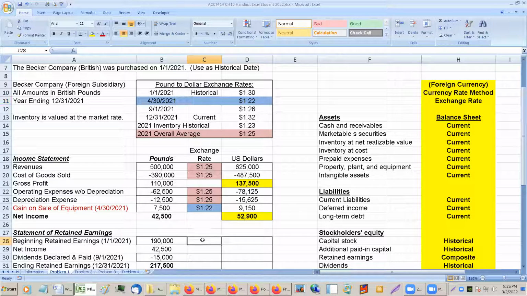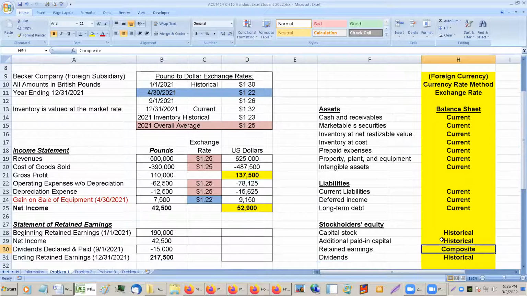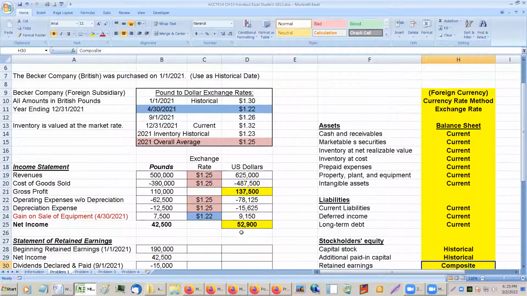Now, beginning retained earnings. This is the first year, the company was purchased on 1/1/2021. When we come down here to beginning retained earnings, I know over here it says that it's a composite, which we'll talk about later, but for the first year, it's going to be the historical amount. It's when we purchased this company, that these were the retained earnings when we purchased them. So this is going to be the retained earnings on the historical date for this first one. And I'll show you why they say composite over here.